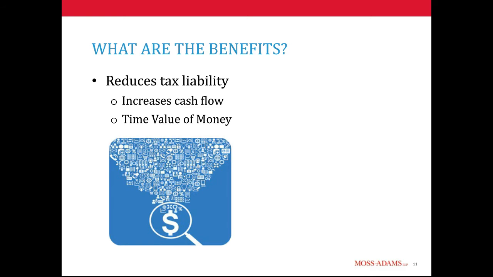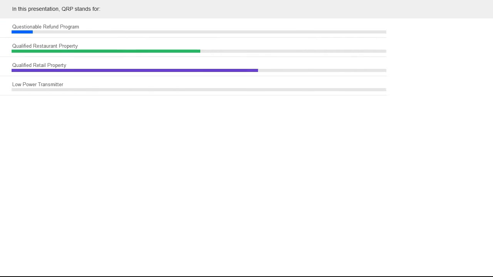That brings us to a polling question. So in the presentation, these last 4 slides, QRP, or CRIP, stands for questionable refund property, qualified restaurant property, qualified retail property, or is a low power transmitter. As you can see, I really had a good time with that acronym page. And I'll give you 20 seconds to answer the question, and we'll see what the answers look like. And hit the submit button when you've made your answer.